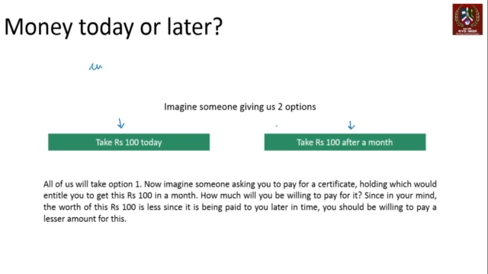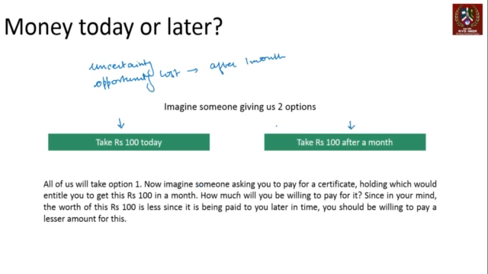So there are multiple things. There is uncertainty over what will happen over a month. And the fact that you get the money early, you can do something with the money, right? So there is an opportunity lost if you take it after a month, right? If you have the money in your hand, you can probably use it somewhere. If you don't have the money, what will you do with it anyway, right? So all of us will take option one.